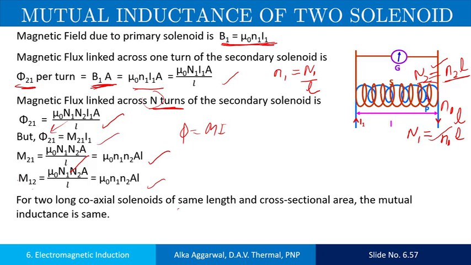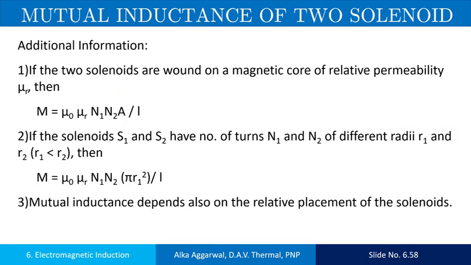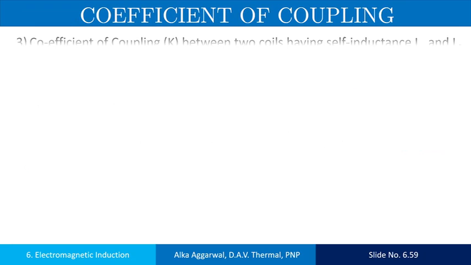For two coils of the same length and same area, the mutual inductance is the same, and it is equal to mu naught N1 N2 A upon L. If the two solenoids are not air-cored but are wound over some substance whose permeability is mu, then in that case this factor is additional. If the number of turns are different and radii are different, then in the area we use the smaller area. Mutual inductance depends on the relative positions of the two solenoids.